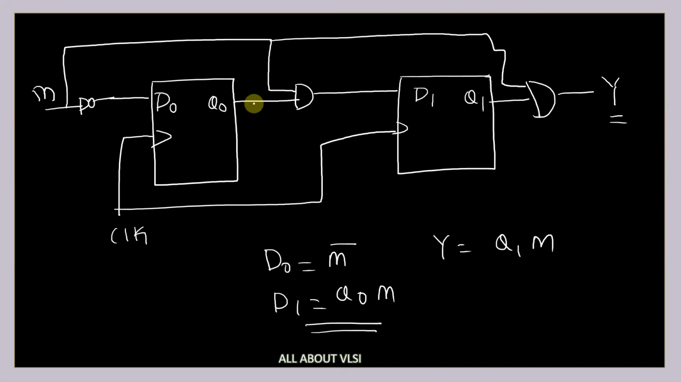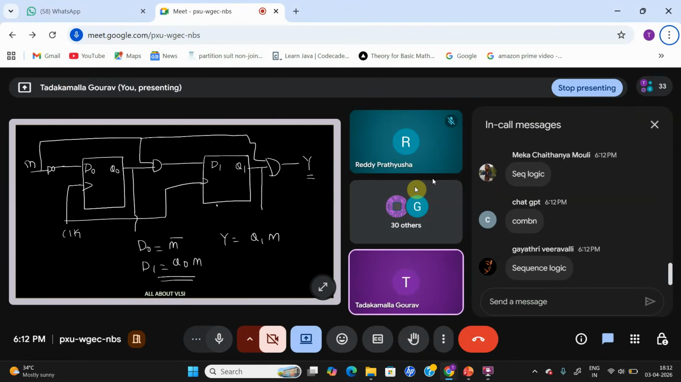Present state is the output of the flip-flops. Present state is nothing but the output of the flip-flops. So am I going to use sequential logic or combinational logic? Sequential logic only. So present state is nothing but the present output of your flip-flop. What is your present output of the flip-flop? You determine it from the outputs Q0 and Q1, right? So it's nothing but sequential logic.